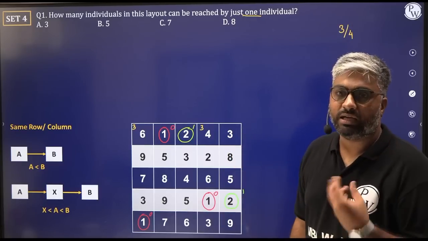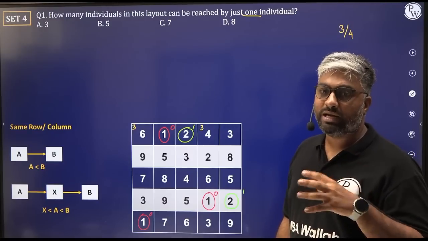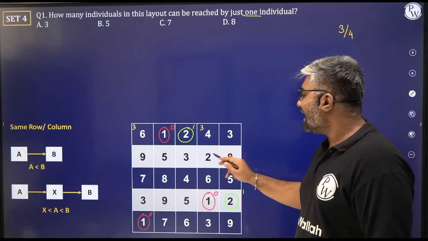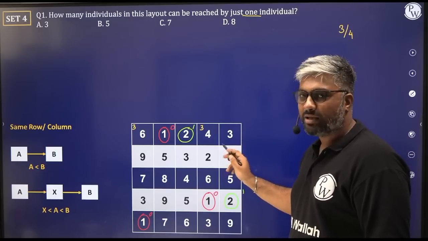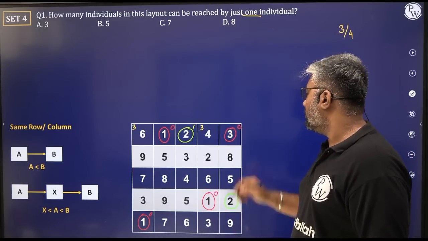So 3 पे वही terms जा सकते हैं अगर बाजू में 2 और 1 है. If there is a 2 or a 1 next to 3, only then it's possible. Otherwise it is not. Here we do not have. Diagonal is not possible because they are not in the same row or column. I hope that part is clear. ठीक है? So with 3 there are 0 reachability.